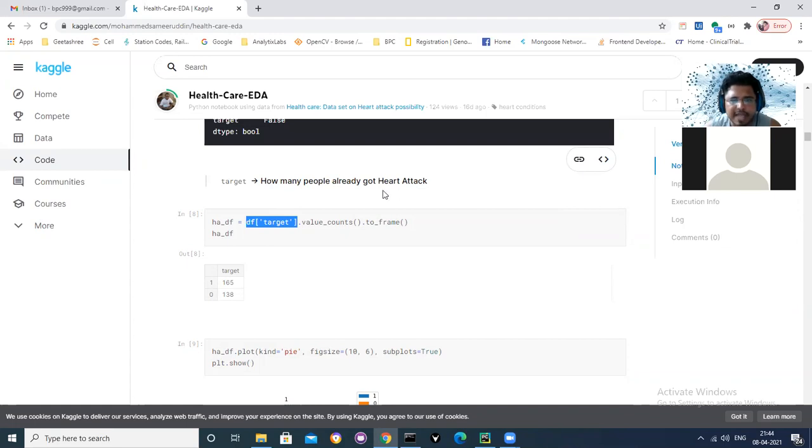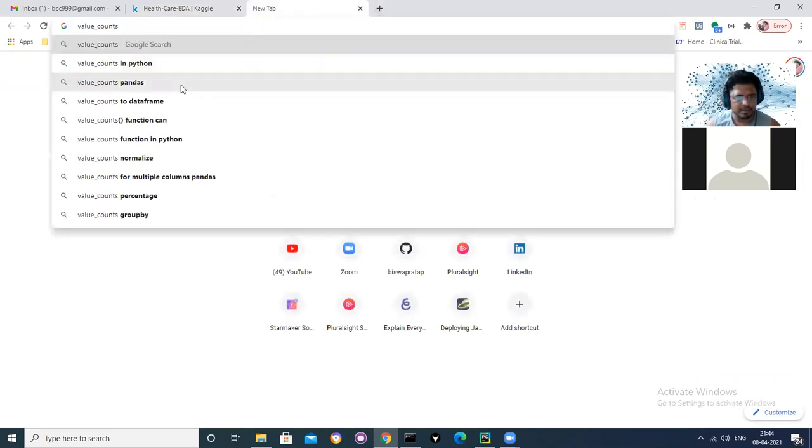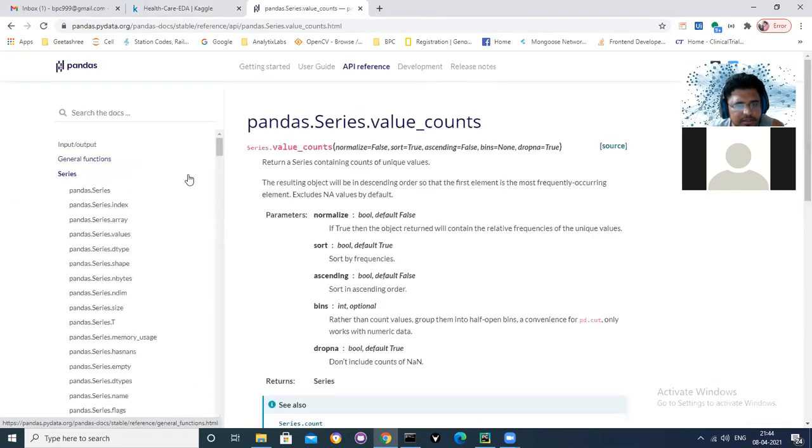Okay. So that means either you got a heart attack or you did not get a heart attack. So target is binary data, right? Either you got a heart attack or you didn't. In between, there is nothing, right? So df dot target means I get the entire column first. Now dot value counts. What does this function do? Value counts in pandas returns a series containing counts of unique values.